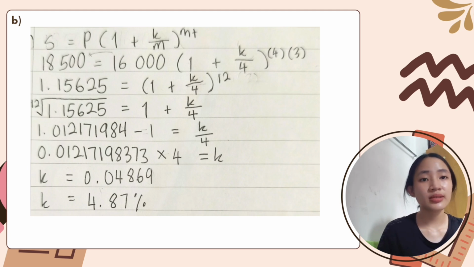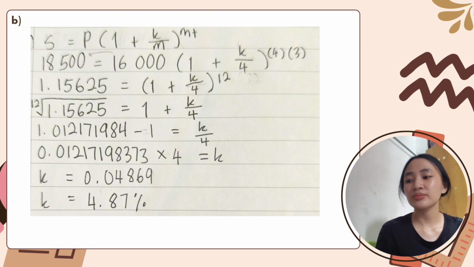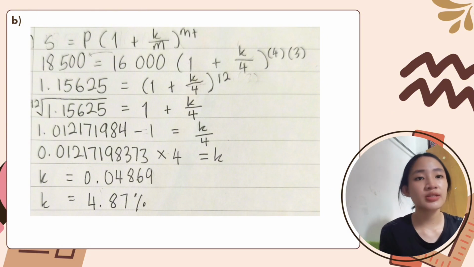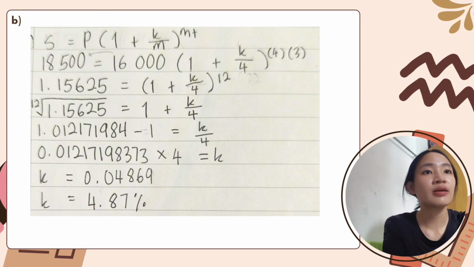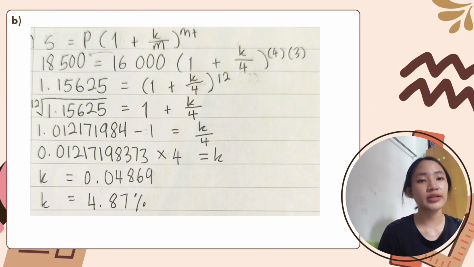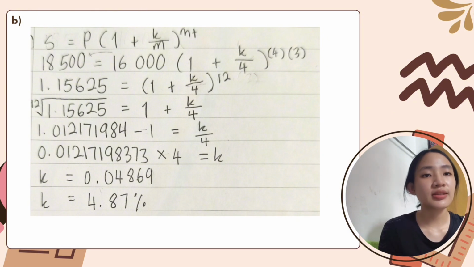S is 18,500. P is 16,000. And M is 4, because in the question it says K% compounded every 3 months. So for M, the frequency of conversion is 4. And the time is 3 years, because in the question it says after 3 years the amount is RM 18,500. So that is where I get 3 years. K is an annual nominal rate, so we can conclude that the answer will be in percentage. For this question, I get the answer K equal to 0.04869.